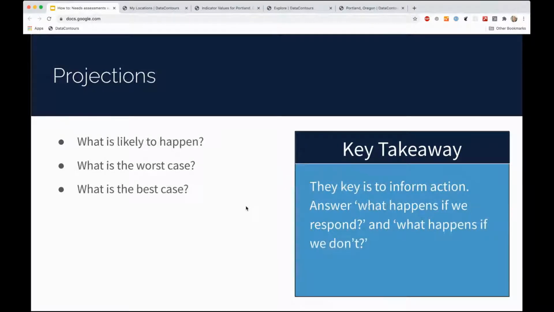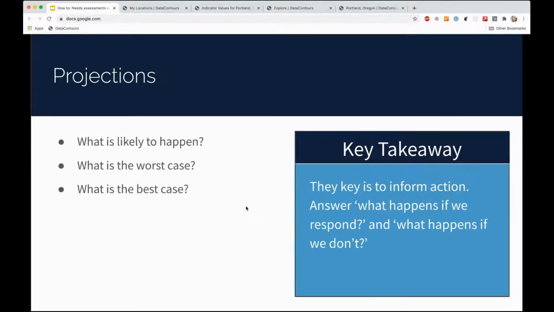Last thing, and we'll talk about some of our tools, because this is where a lot of our work has been going, is into projections. So, what's the future state, what's likely to happen, what's the worst case, what's the best case, and how do we use that to inform strategic planning and decision making? And I think ultimately this boils down to what happens if we respond and what happens if we don't. These are two sides of the same coin, but being able to say, here's the potential benefit of our action, is really important. But conversely, being able to say, here's the cost of no action, is equally important.